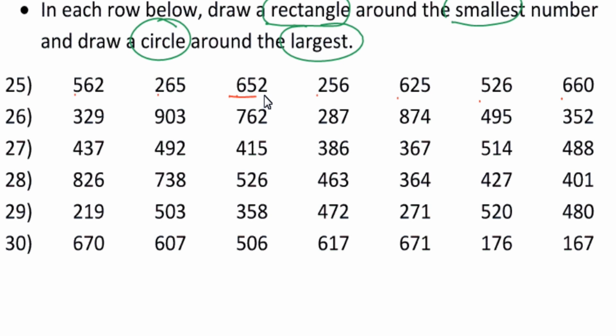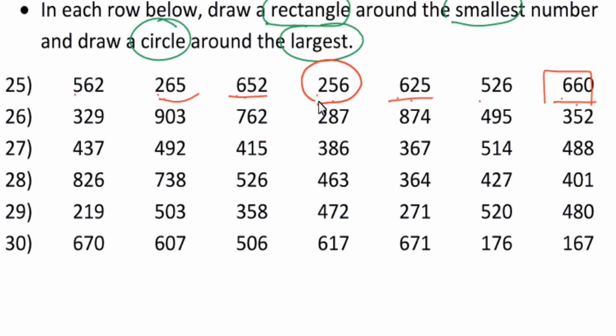I now have 500, 652, 625, 660. So when the hundreds are the same or the places have the same number, we go to the next place, the tens. The tens here has 5, the tens here has 2, the tens here has 6, so this is the greatest number. So I put rectangle around it. What is the smallest number? It will be the 200s. I have here 265 and 256. This is the smallest one, so I will put circle around it.